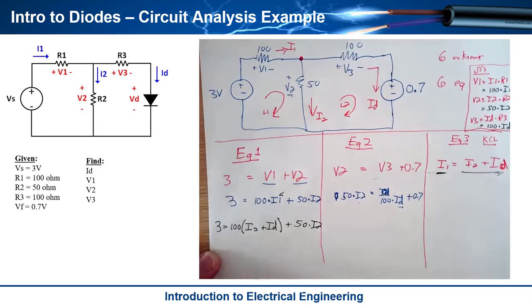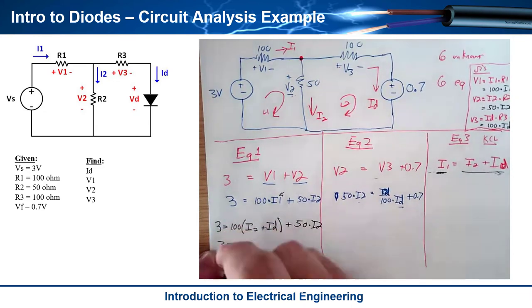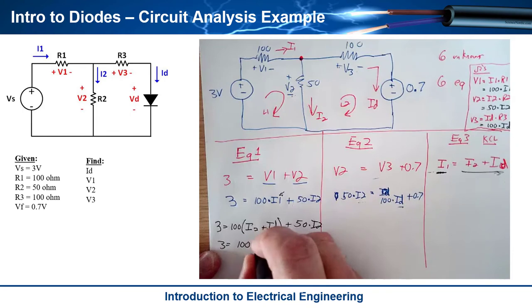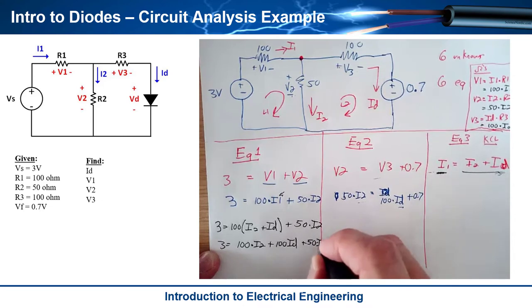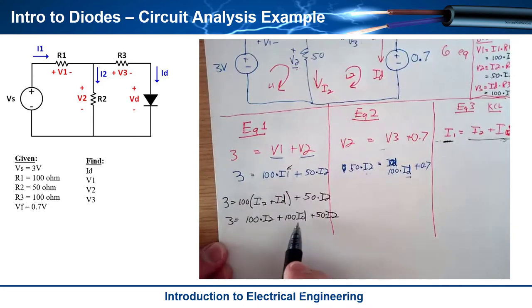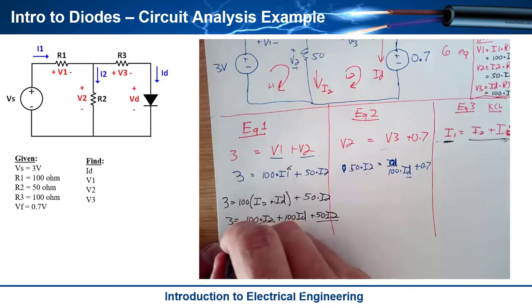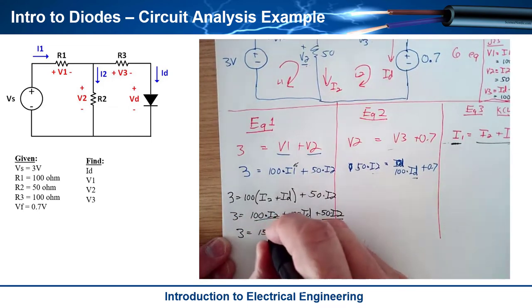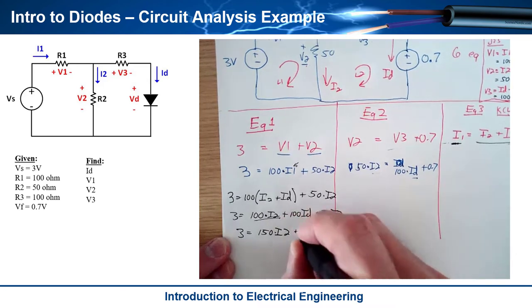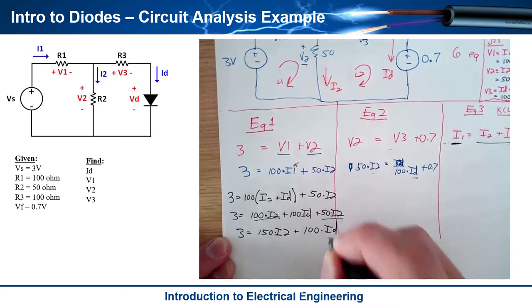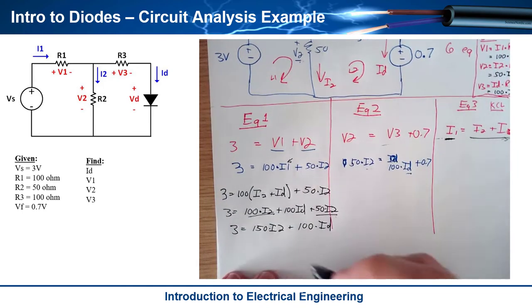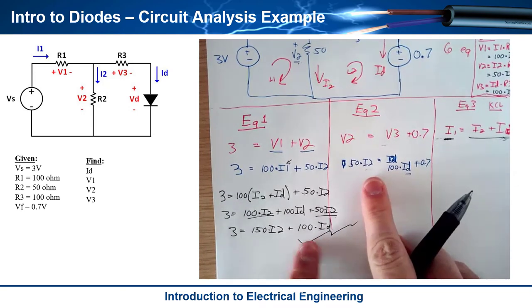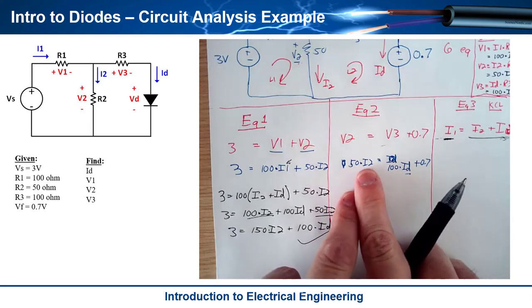All right, well, let's rearrange that. I'm going to have 3 is equal to, let's multiply 100 through, so 100 times I2 plus 100 ID plus 50 I2. Let's reduce that. I've got 100 I2 and 50 I2, so I can get down to 3 is equal to 150 I2 plus 100 ID. Now look at this. This is pretty amazing because now I'm down to 2 equations and 2 unknowns. I have an equation right here in terms of I2 and ID, and an equation right here in terms of I2 and ID.